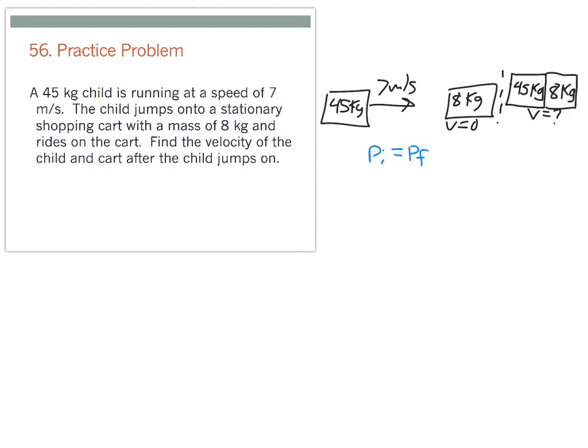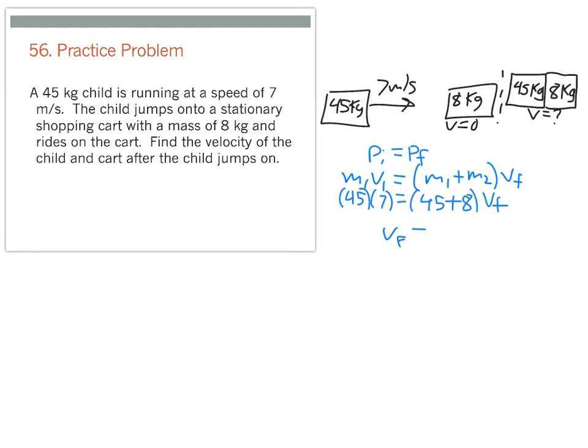So we can go ahead and set up our conservation of momentum equation. Initially, we only have the one object moving. Afterwards, we have the two of them together moving as a system, so we're going to combine their masses. And we can go ahead and plug in the numbers here, and we end up finding that the final velocity of that system is going to be 5.94 meters per second.